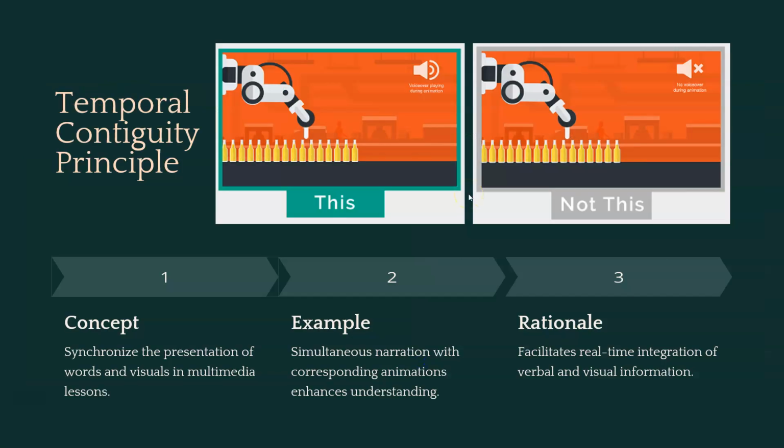Lastly, the temporal contiguity principle suggests synchronizing the presentation of words and visuals.